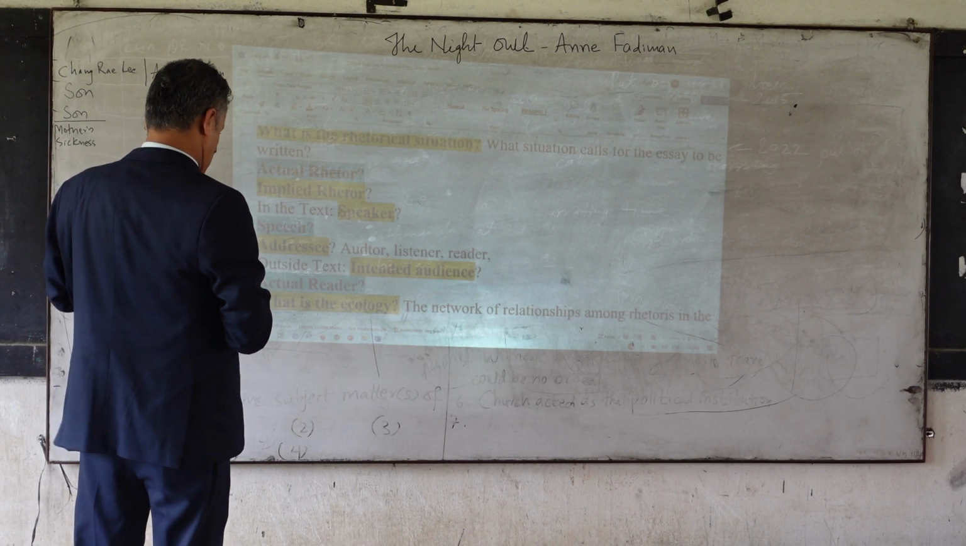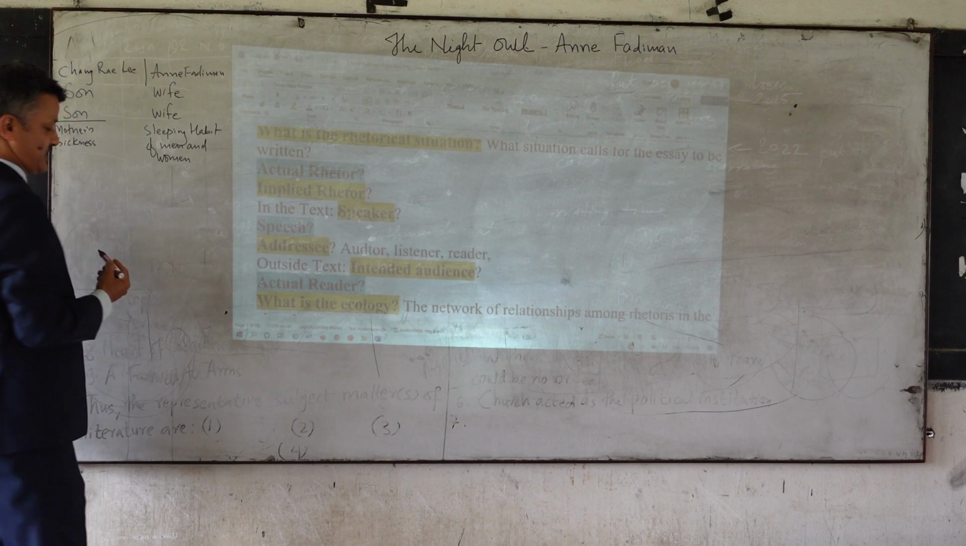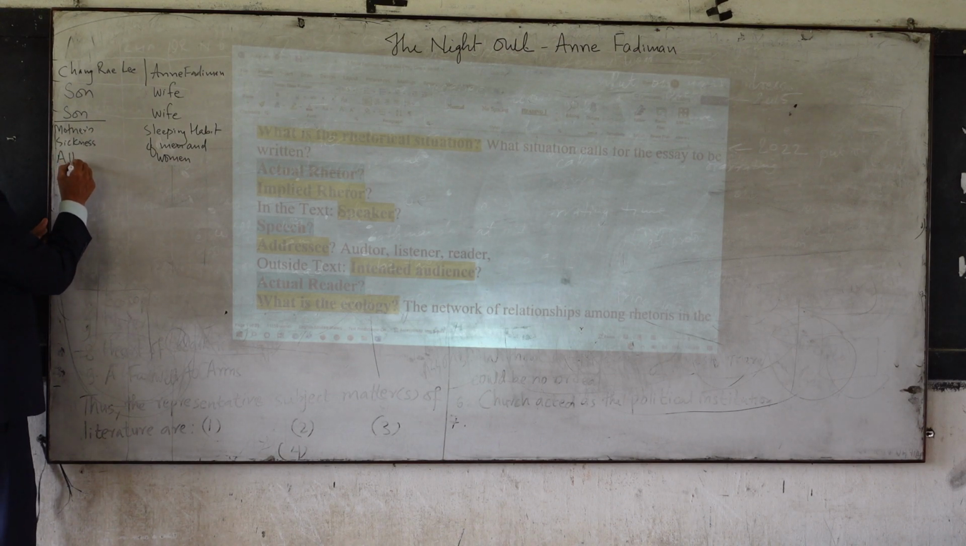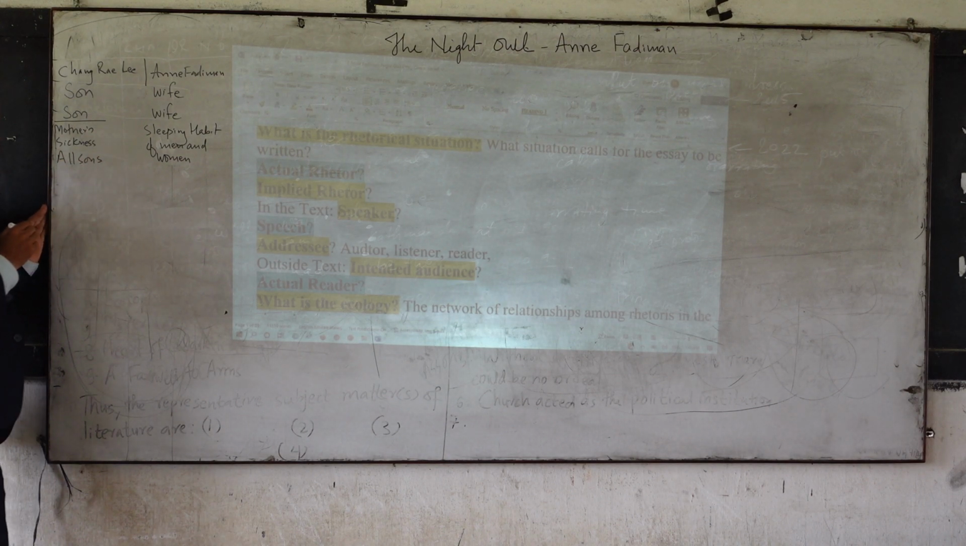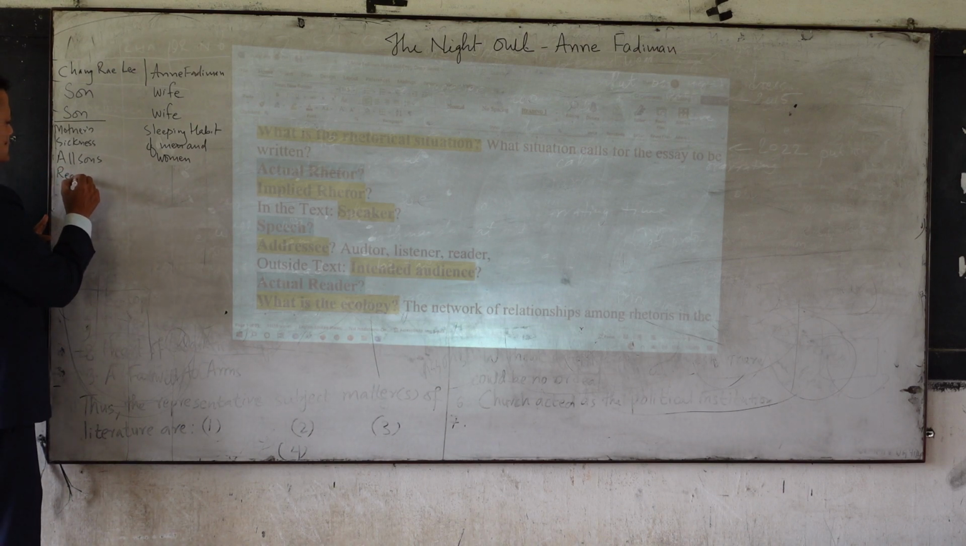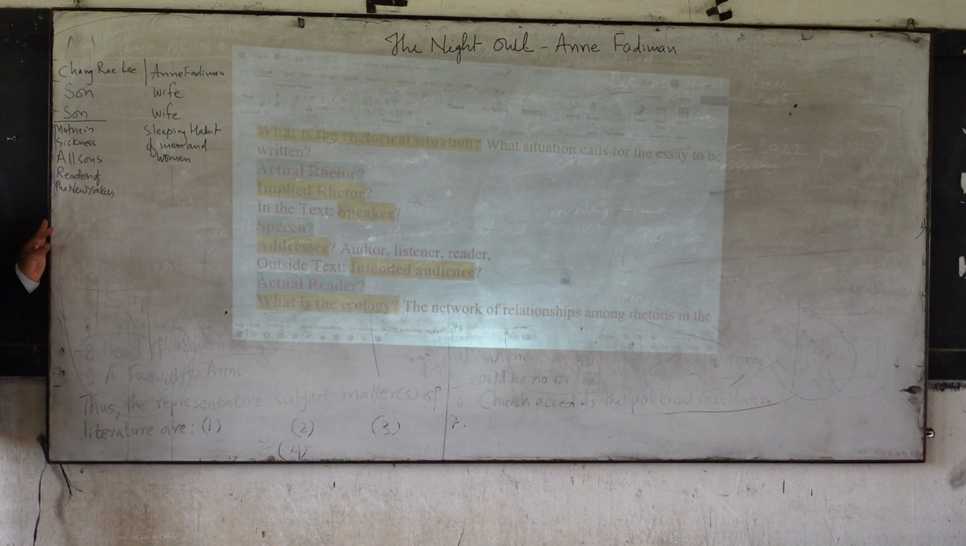Speech. So it's about sleeping and waking habit of men and women. Then addressee. Who is the addressee? Chang Rae Lee was writing to all sons of the world, or he was writing to readers of the New Yorker. He was writing to the readers of the New Yorker. And he was writing to us, the real readers, right?